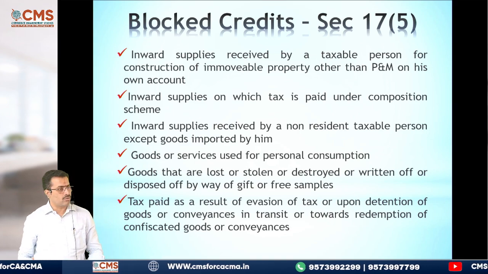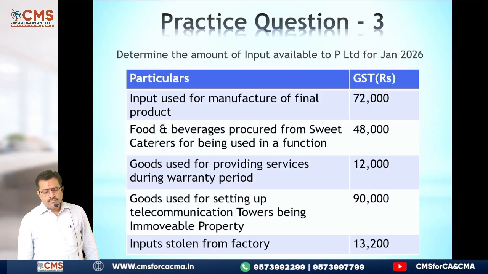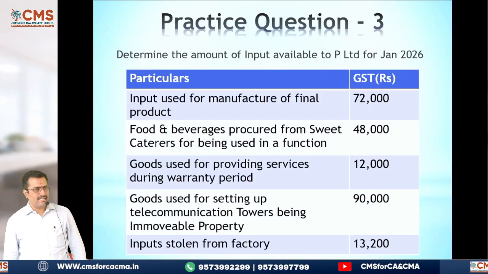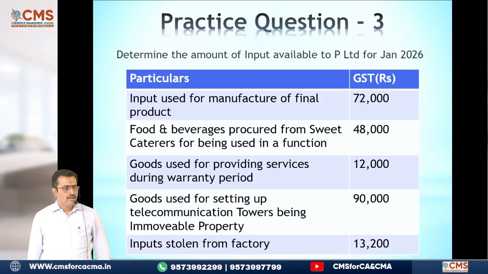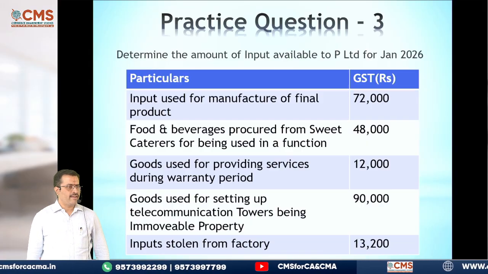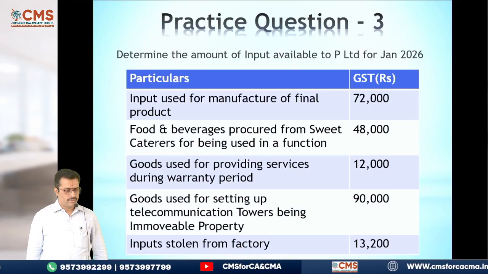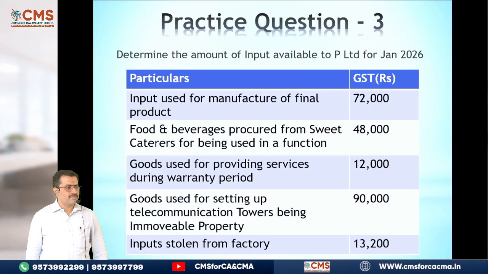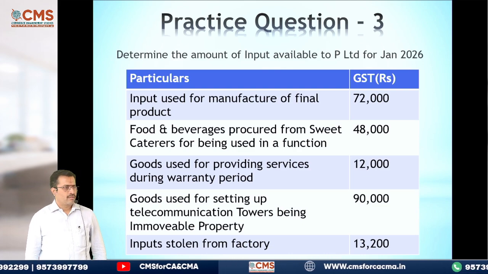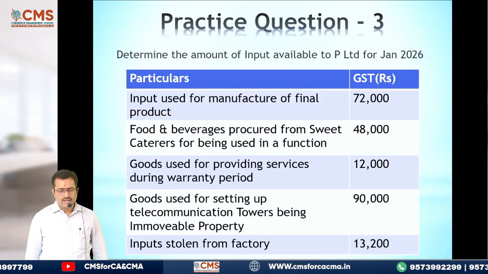Let's see some practice questions. Practice question number 3. Determine the amount of input available to P Limited for January 2026. Chalo, you have to tell me one by one. Input used for manufacture of final product. Can I avail ITC or not? Answer is yes, assuming that the final product is taxable only. Okay. Food and beverages procured from sweet caterers for being used in a function. The function is not in the course or furtherance of business. The function is only for personal purpose. Hence, I will not be eligible to avail ITC.